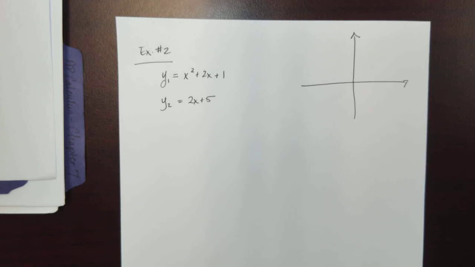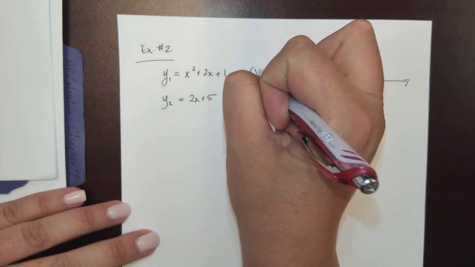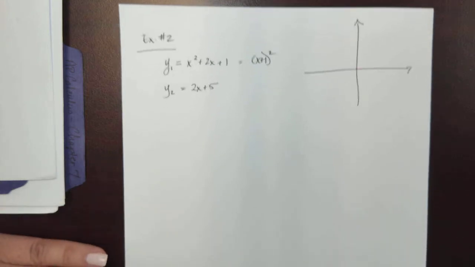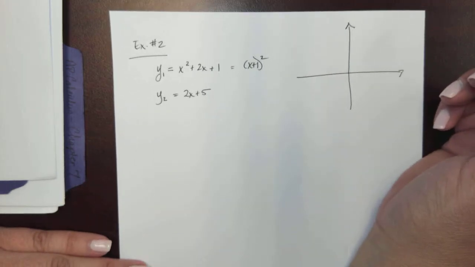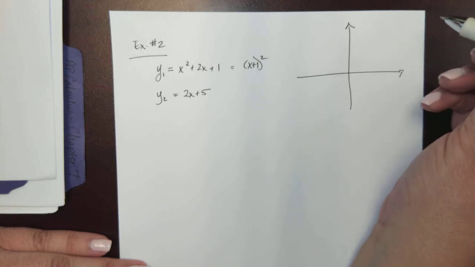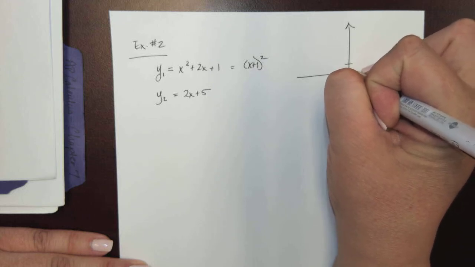This is a no calculator problem. This would easily be a no calculator problem on the AP test. You could factor it. If it factors, that's the easiest way. Does this factor? Yes, so this is a parabola shifted left one. Okay, so I am here.